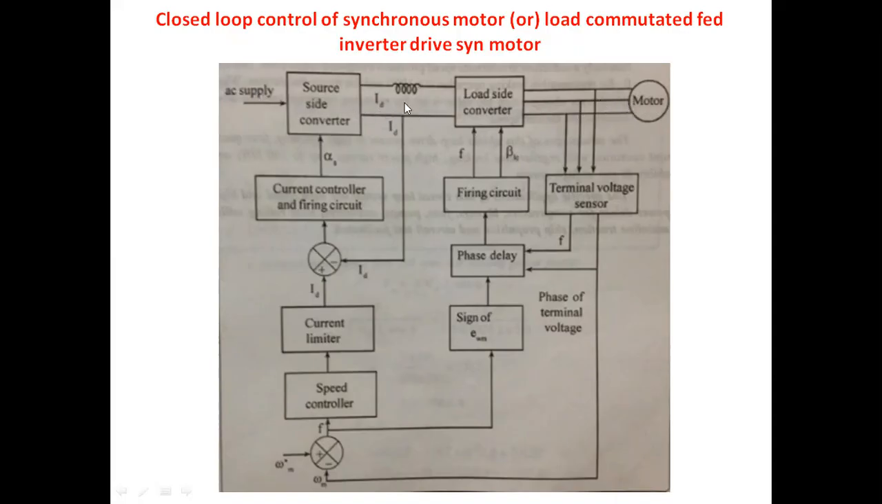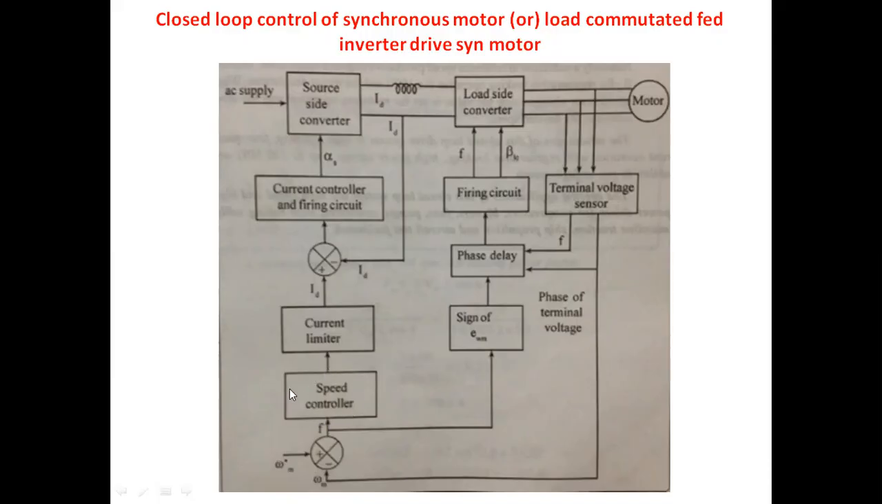For generating the switching pulses for the source side converter and load side converter, we are making a closed loop operation. Here two parameters are taken for this closed loop operation: one is the current parameter, the other is the speed parameter. With the help of the terminal voltage sensor, we are measuring the speed value and frequency value here. The speed is taken as the actual speed, which is compared with the reference speed value. By comparing the actual and reference speed values, you get the speed value in terms of error.